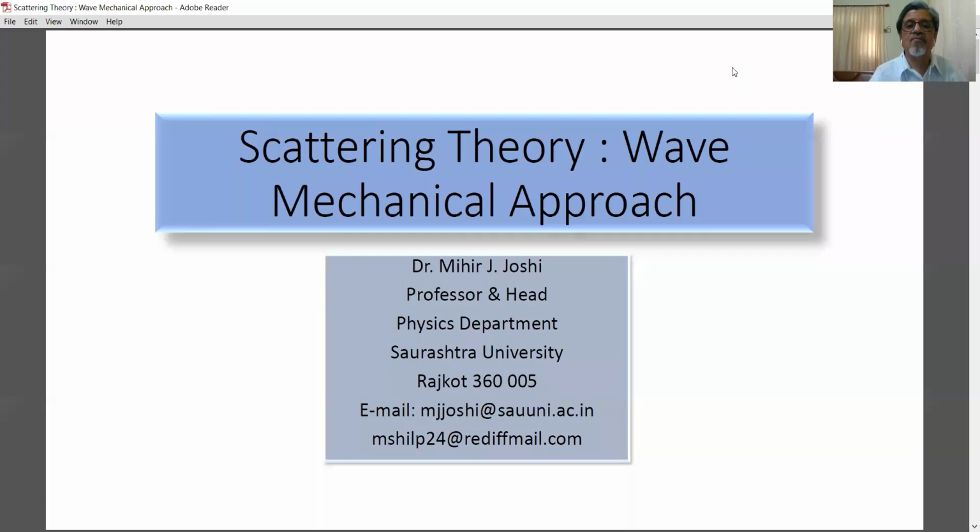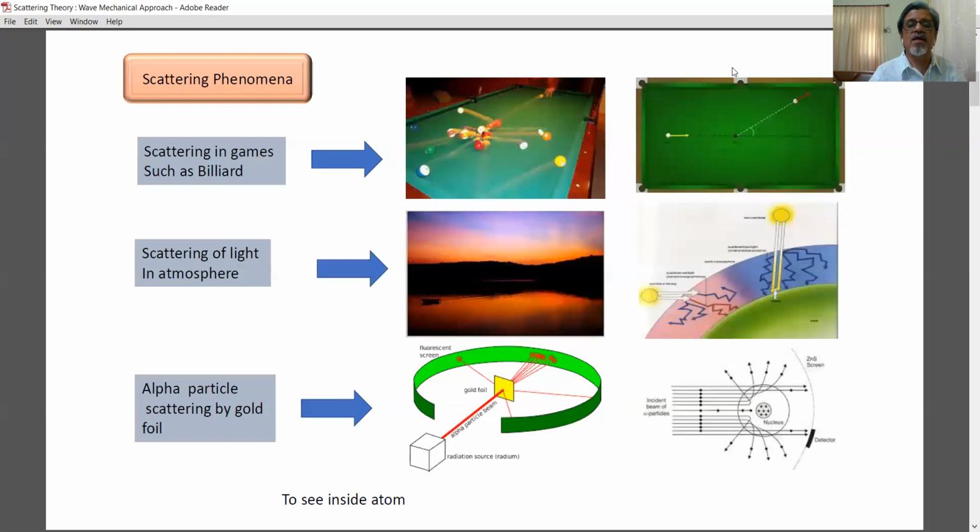Hello, everyone. Today we are going to discuss scattering theory, a wave mechanical approach. The wave mechanical approach is very important in quantum mechanics. Scattering theory is, in fact, a very important theory in classical mechanics as well as in quantum mechanics. Many phenomena we observe surrounding us are based on scattering.